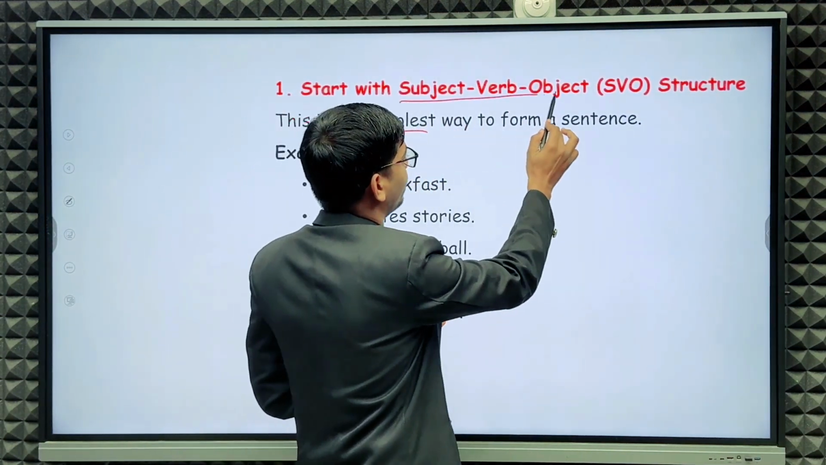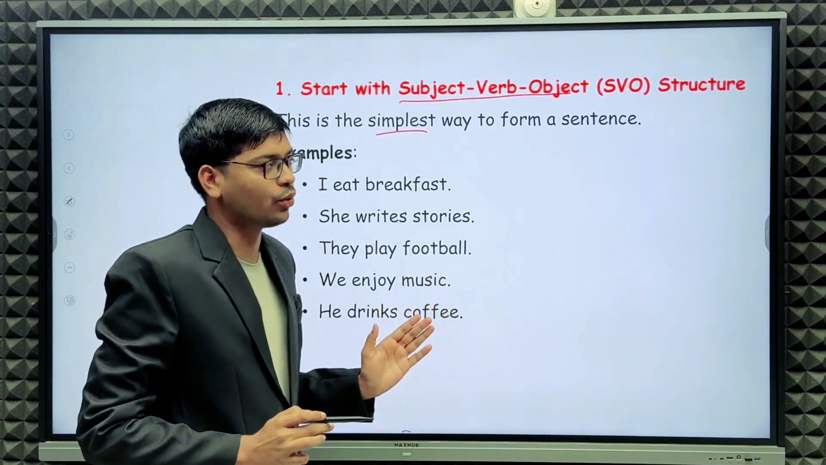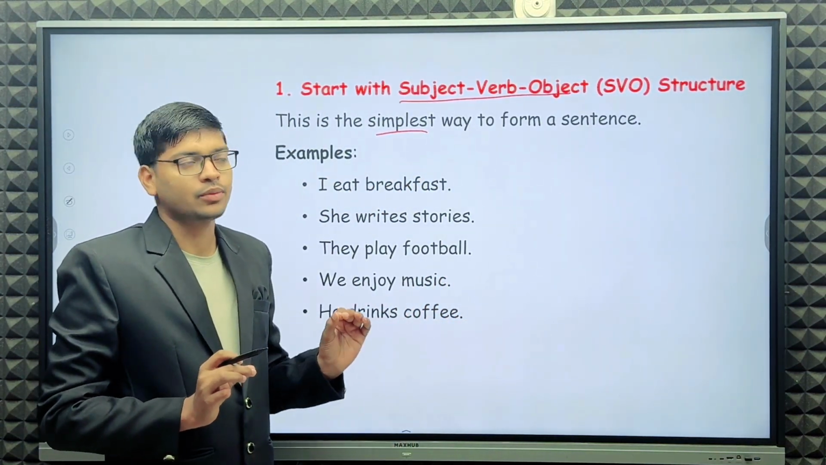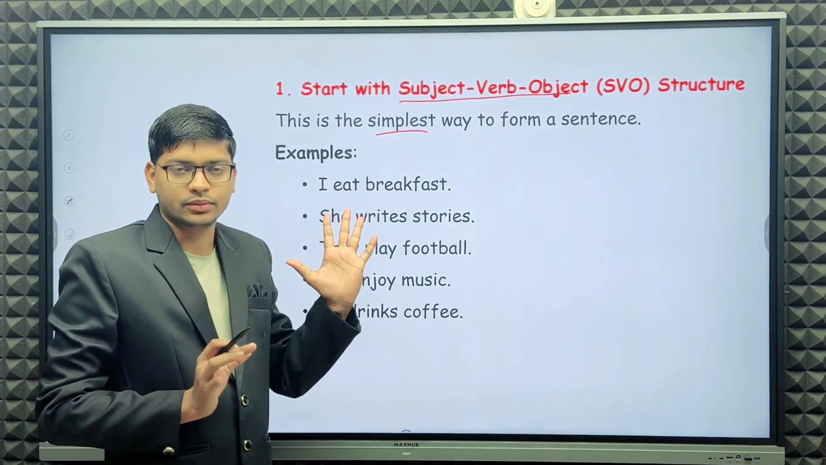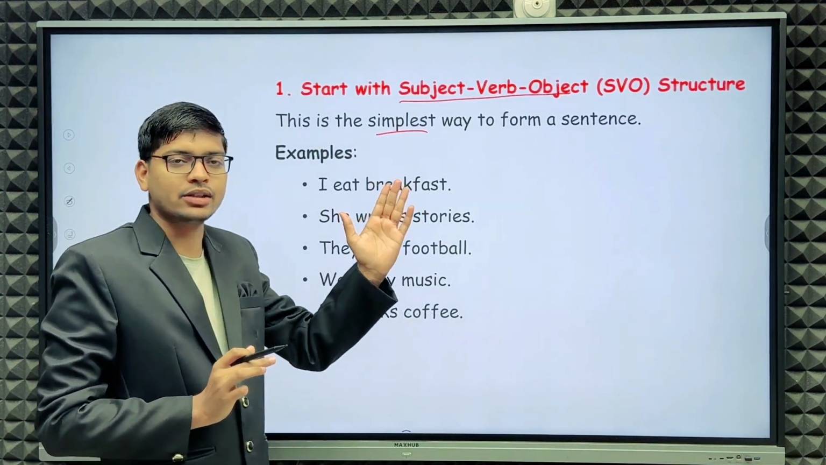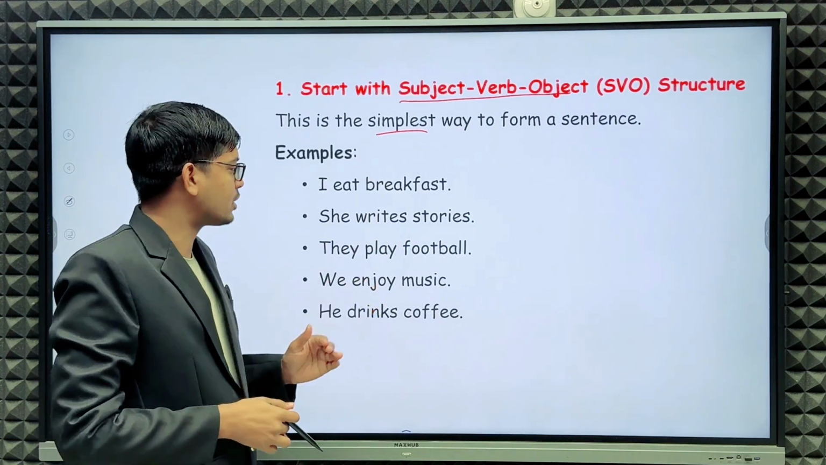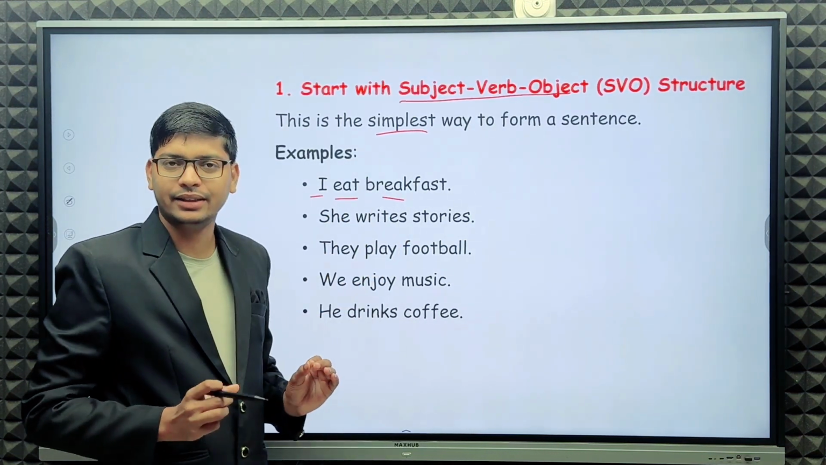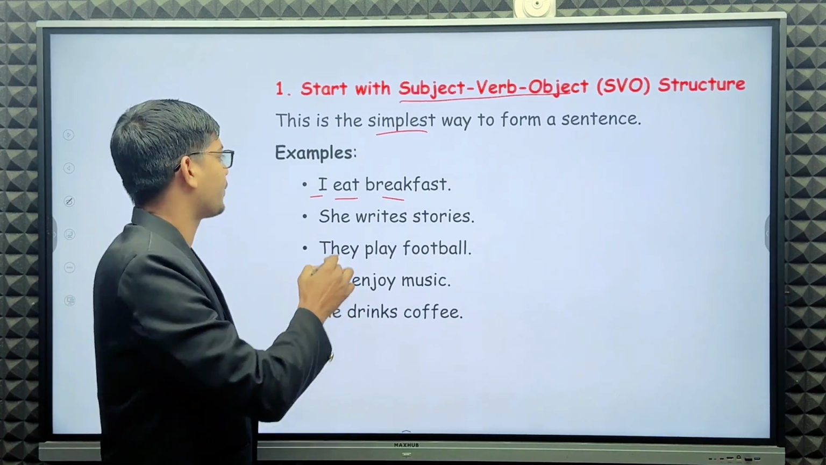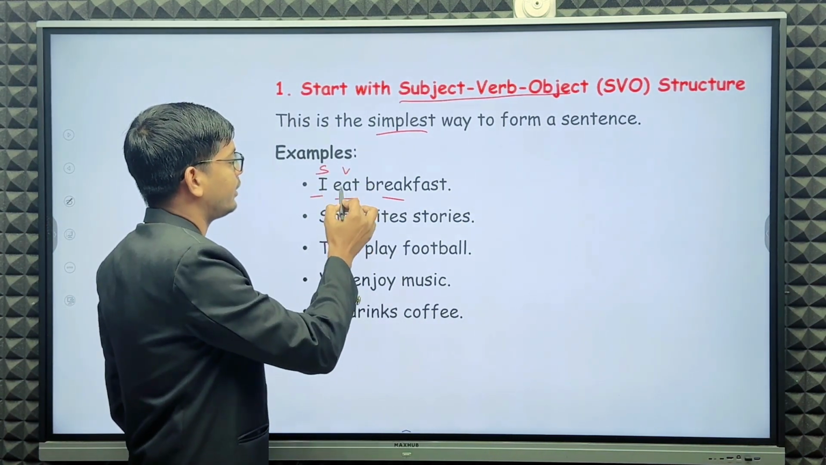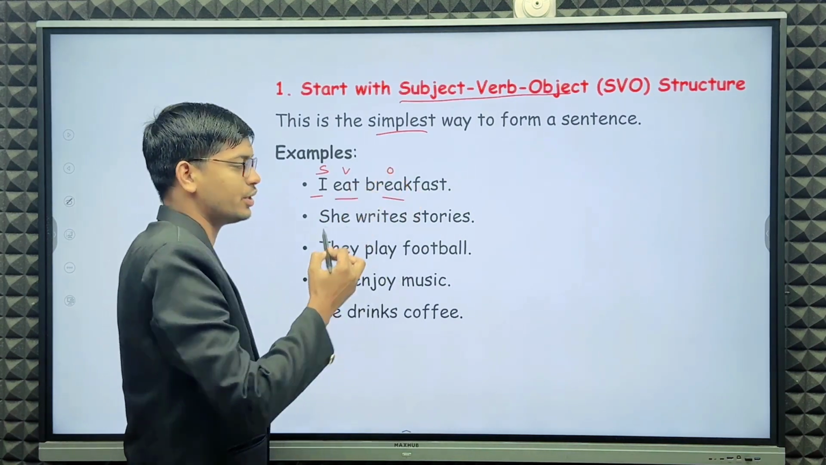Start with subject, verb, object, the SOV structure. Start with subject, verb and object. This is the simplest way to form a sentence. For example, I eat breakfast. Here, I is the subject, eat is the verb, and breakfast is the object.